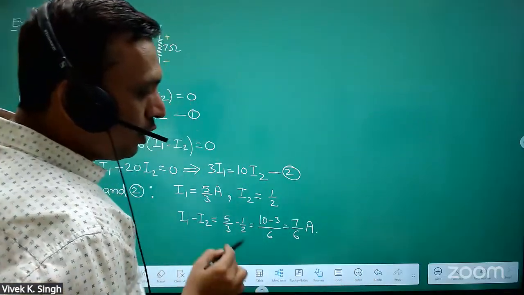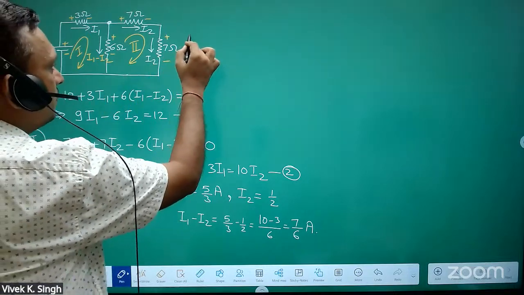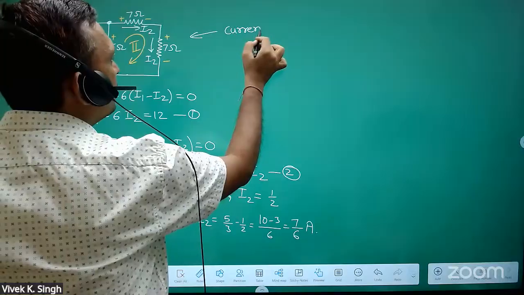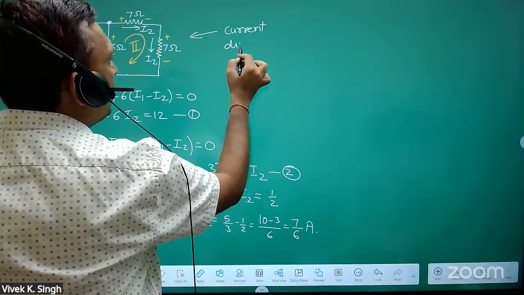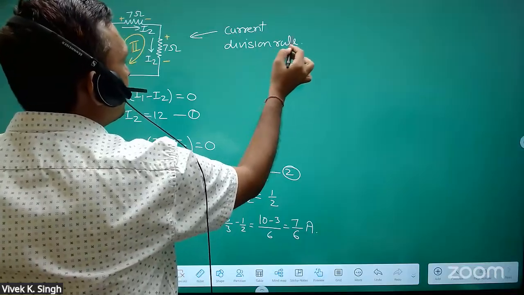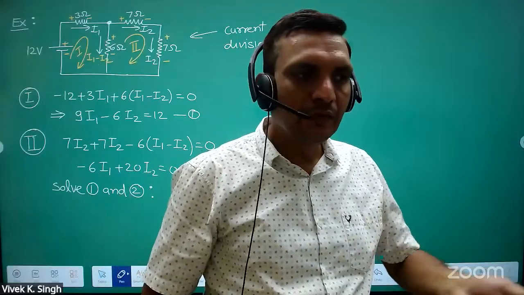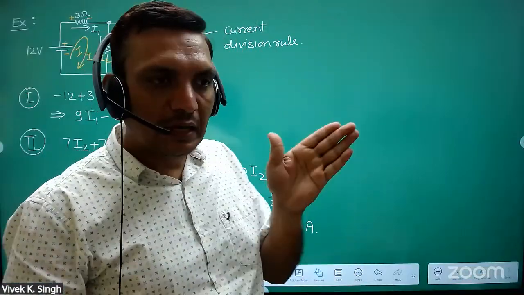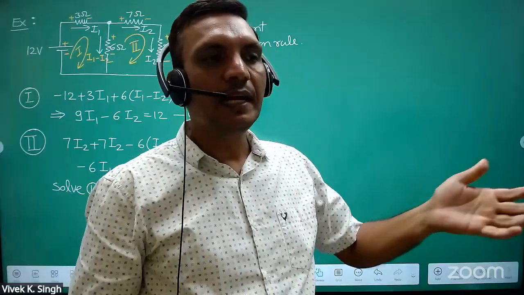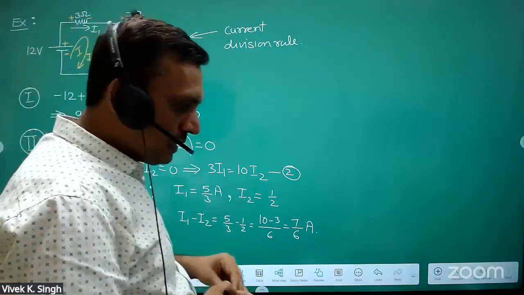Now try to solve this question using the current division rule. In the next lecture, I will discuss how to solve it using current division rule. And then we will take a KVL example with more than one source. And after that, we will talk about the superposition. Okay? So any doubt in today's lecture?